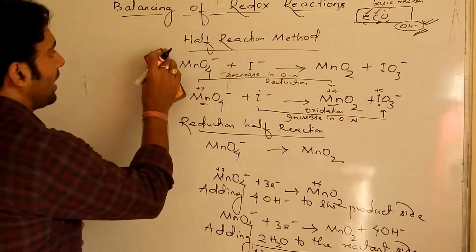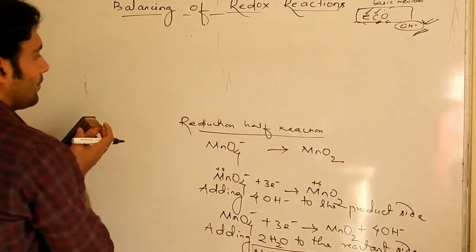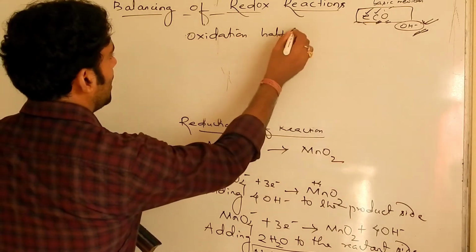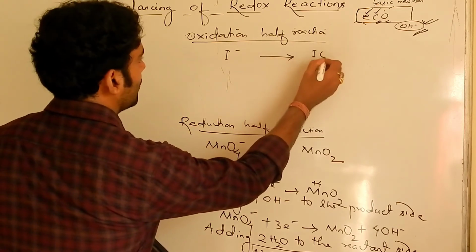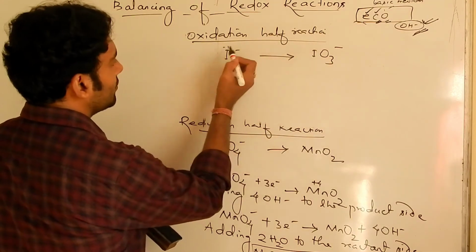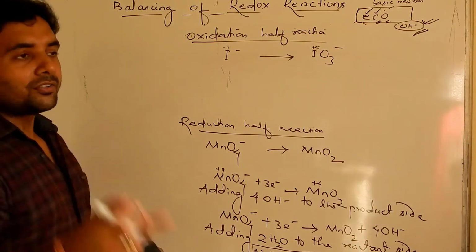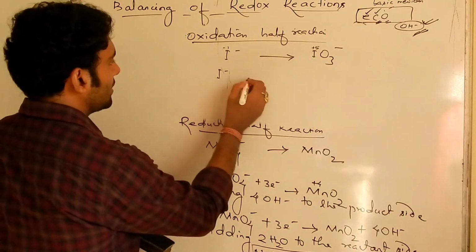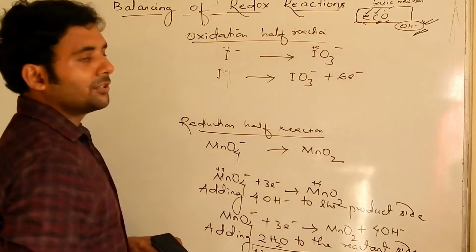The oxidation half, let us balance it. So the oxidation half reaction was I minus changes to iodate, IO3 minus. The oxidation number of iodine on the left hand side is -1 and on the right hand side it is +5. So there is an increase in oxidation number, which means there is a loss of electrons. So -1 to +5 means there is a loss of 6 electrons. So that has to be reflected on the product side: IO3 minus plus 6 electrons.